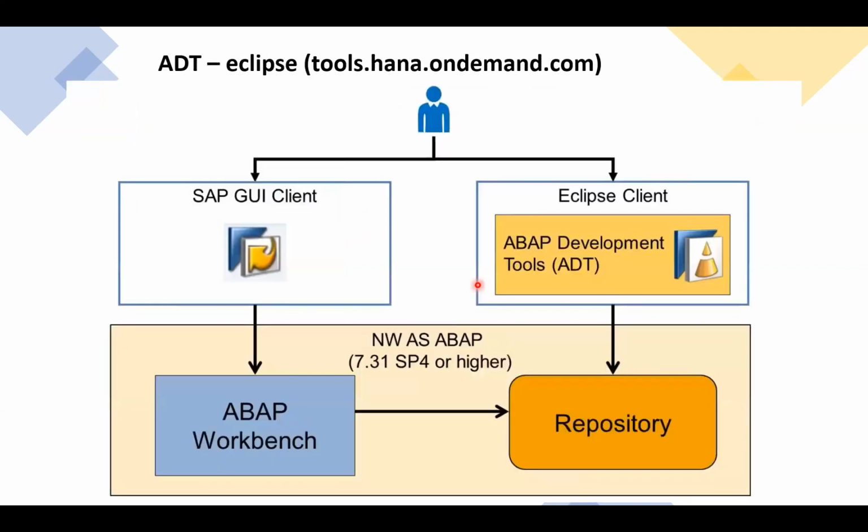So this we know, as we have already created a CDS view using Eclipse. So how is this arranged? If we use the SAP GUI client, it is the ABAP Workbench, and using the ABAP Workbench, it will be updating the repository. And if we are using the Eclipse client, here we have the plugins, and after editing, it directly goes into the repository.